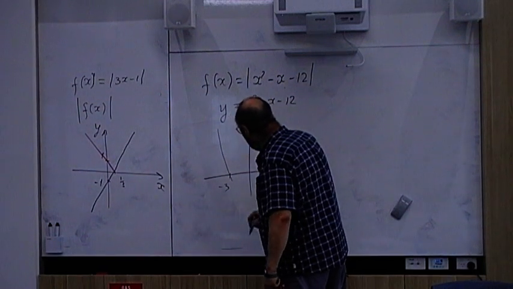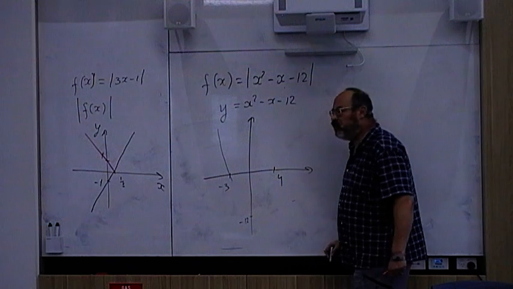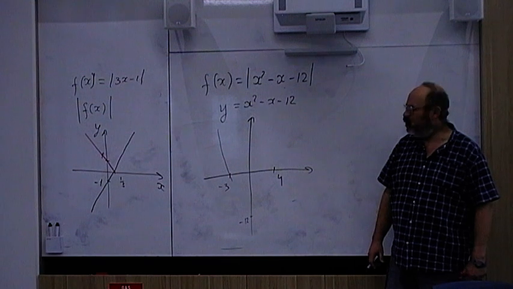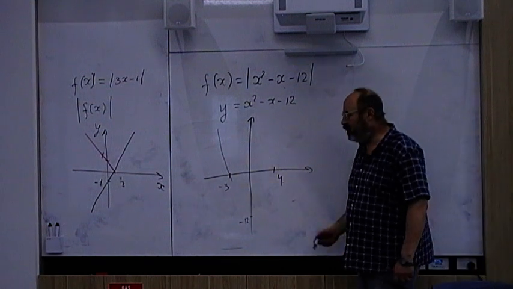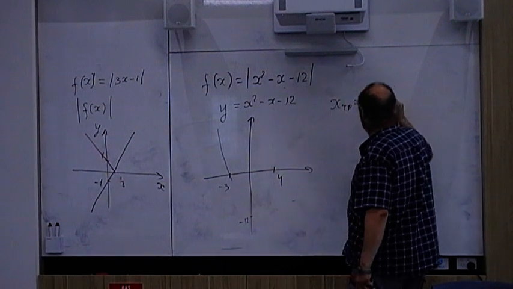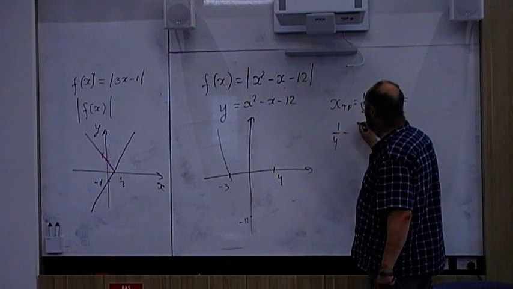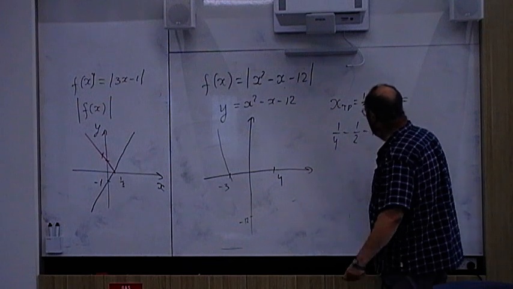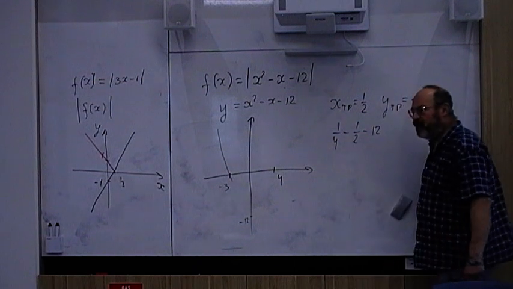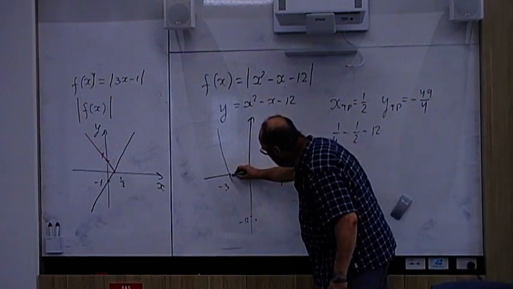And we have a parabola. Now the y-intercept is negative 12, and what will be the turning point? The x-coordinate of the turning point: negative 3 plus 4 divided by 2 is 1/2. The y of the turning point is 1/4 minus 1/2 minus 12, which will be negative 12 and 1/4, so negative 49/4. So this is our turning point.